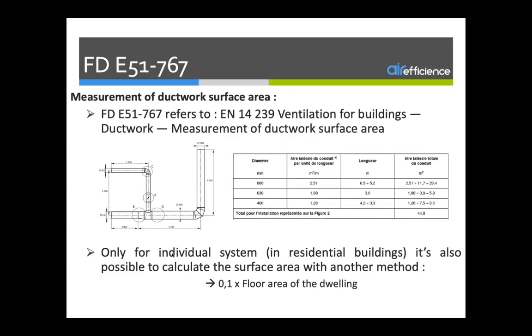Also, this guidance refers to 14239 for measurement of ductwork surface area, only for individual system in residential buildings. It's also possible to calculate the surface area with another method. The ductwork surface area with this other method is equal to 0.1 times the floor area of the dwelling.